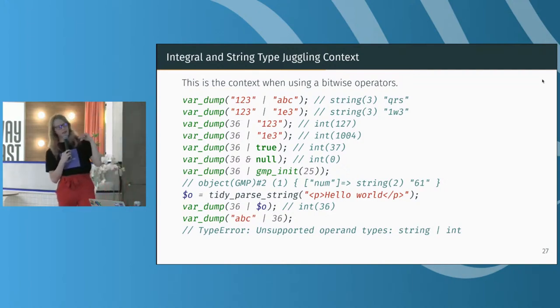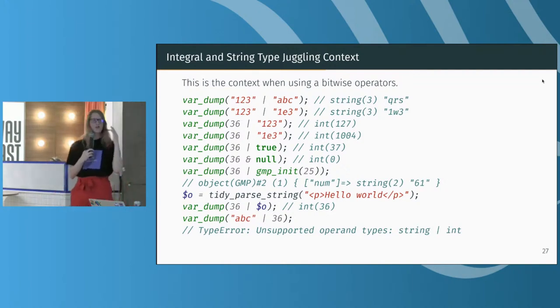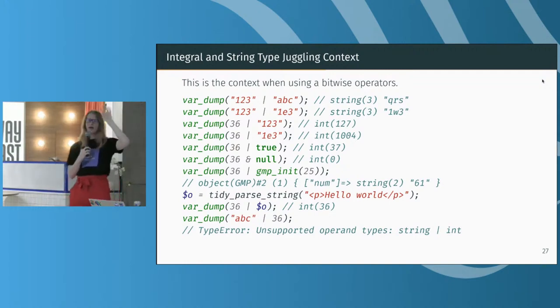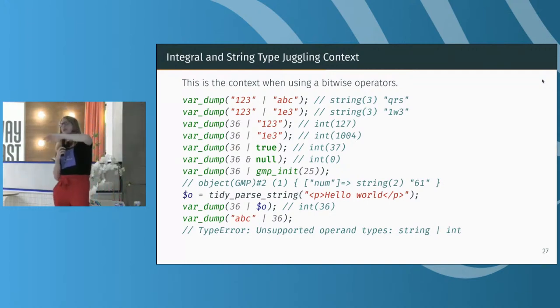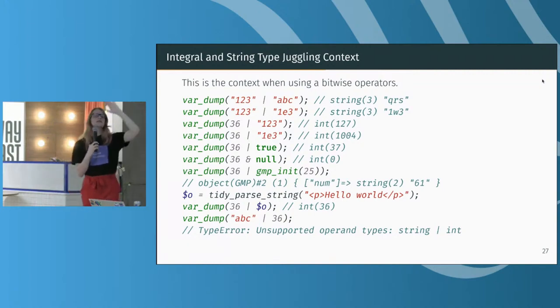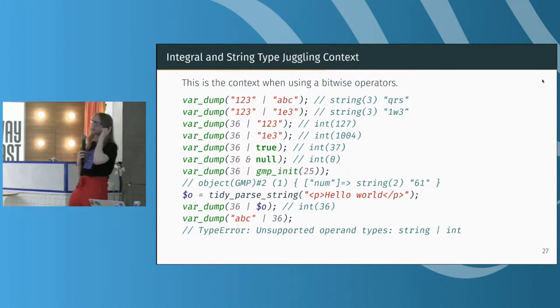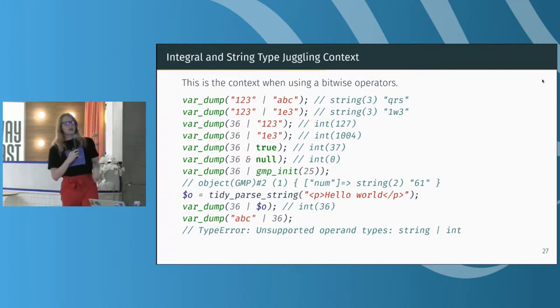But then PHP has this concept of a numeric string. So if you use an integer and then do an OR with it, if the string is numeric, it will cast the string to a number and then do that. The same thing is true for 1e3 because that's exponential notation. That basically means 10 to the power 3, which is 1,000. So yeah, bitwise OR with 36, apparently it's 1,004. Same thing was true. Same thing with null. Null gets cast to 0.